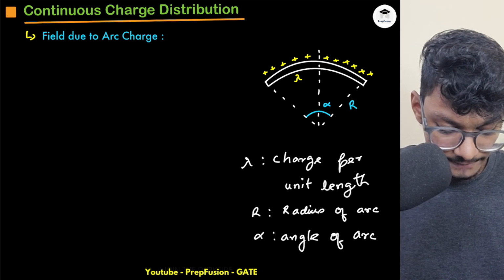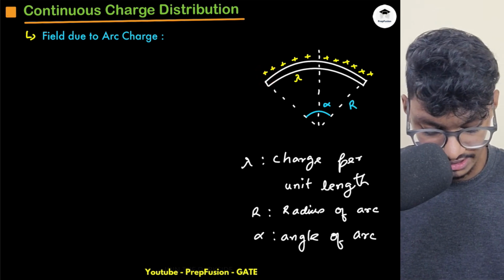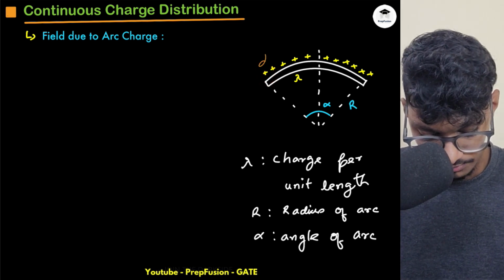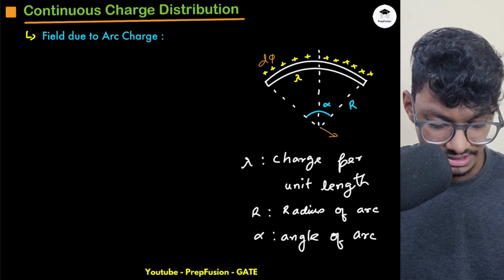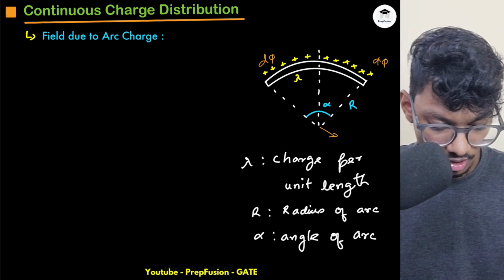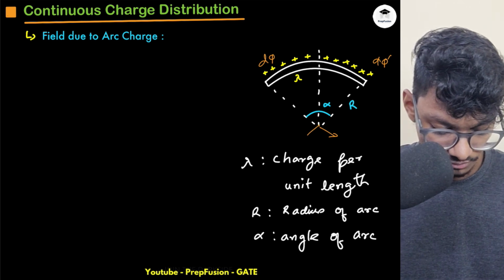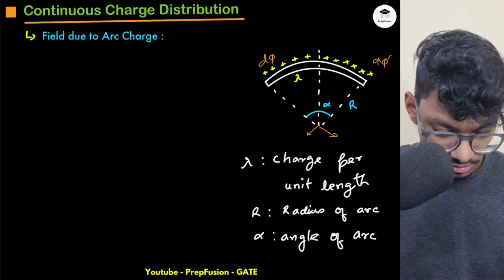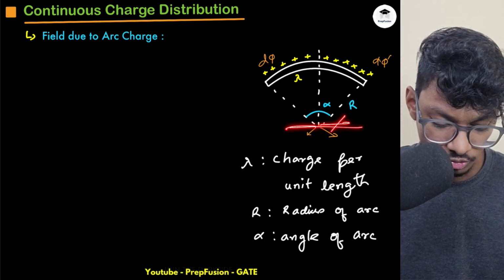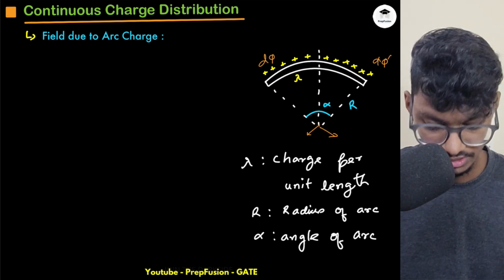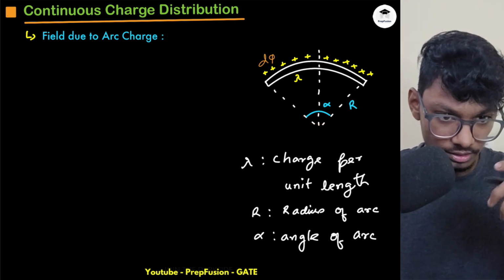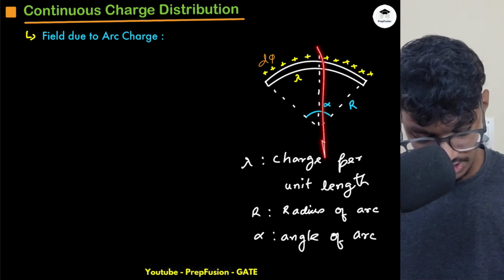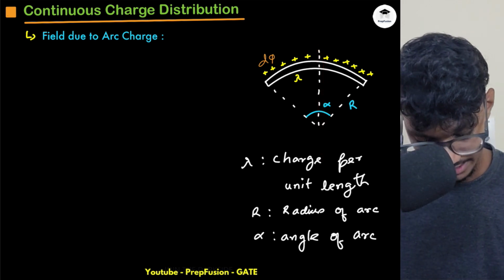Because if you observe again, let's take this dq charge. Due to this dq charge, I will get some electric field intensity, and due to this dq dash charge, I will get some electric field intensity, right? So overall, here and here, both of them will get cancelled. Only the component along this end will remain. So that is what I will do. Again, along the axis, the electric field intensity will exist.